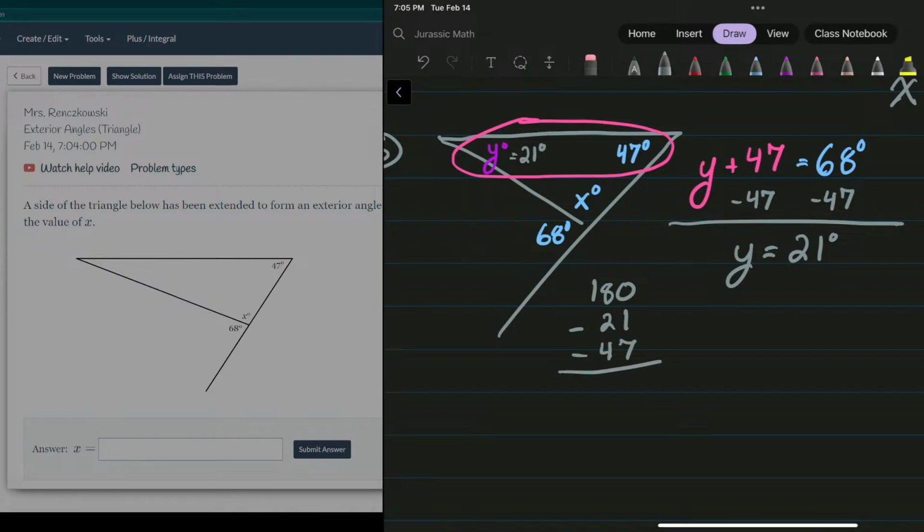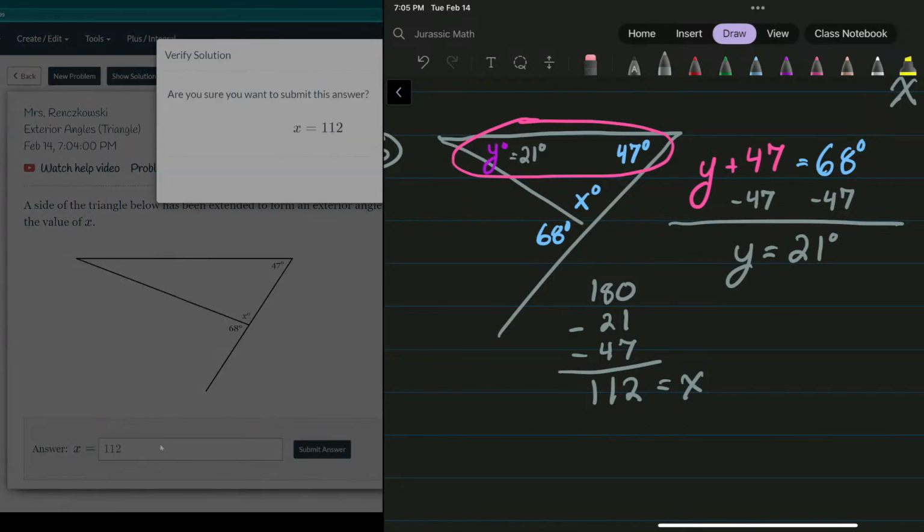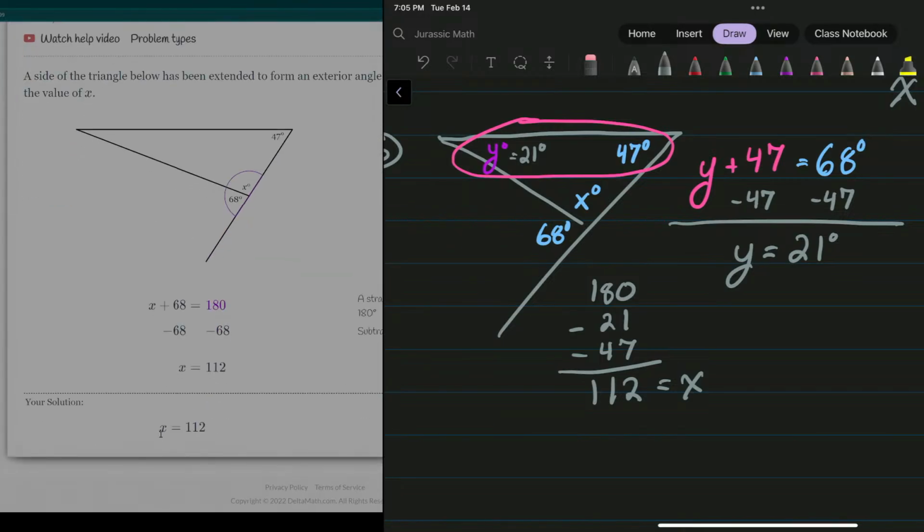And from there, we could say, well, 180 minus 21 minus 47. So I'm going to bust out a calculator. 180 minus 21 minus 47, 112 equals x. Go ahead, type in 112. And bingo. Correct answer.